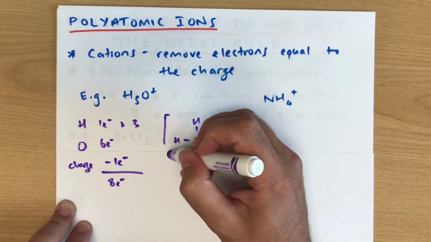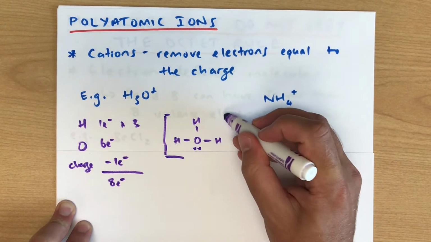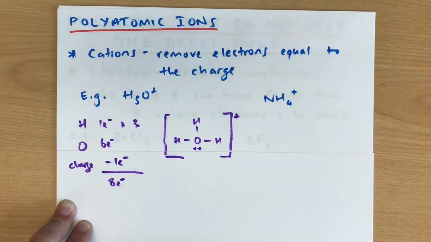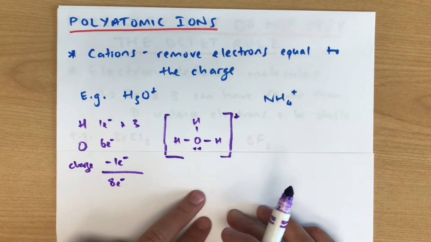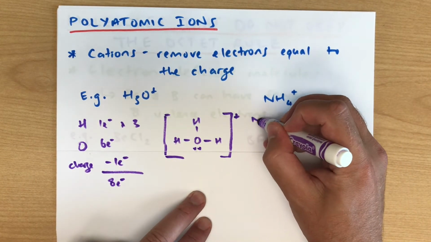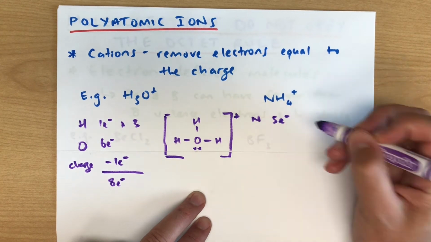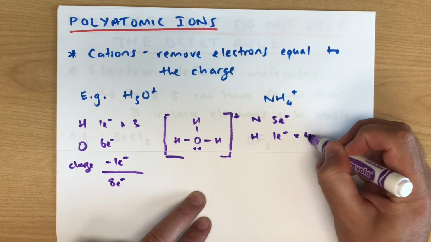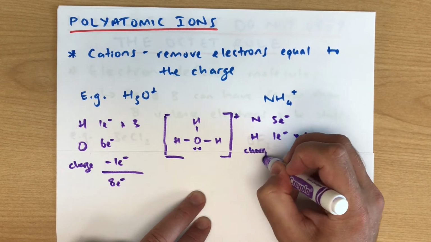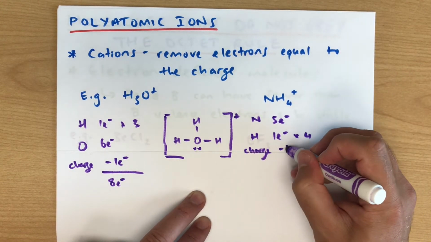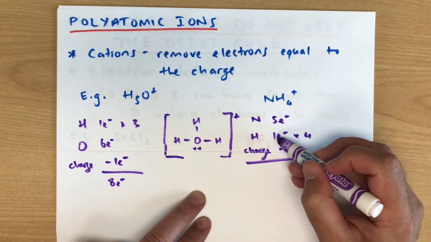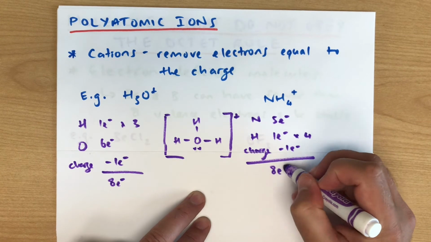I need to put a square bracket around it with a positive charge to indicate the charge on my polyatomic ion. Coming across to NH4+, nitrogen has 5 valence electrons. Hydrogen has 1 valence electron, and there are 4 of them. And the charge means I need to remove 1 electron, giving me a total of 5 plus 4 is 9, minus 1 comes back to 8.